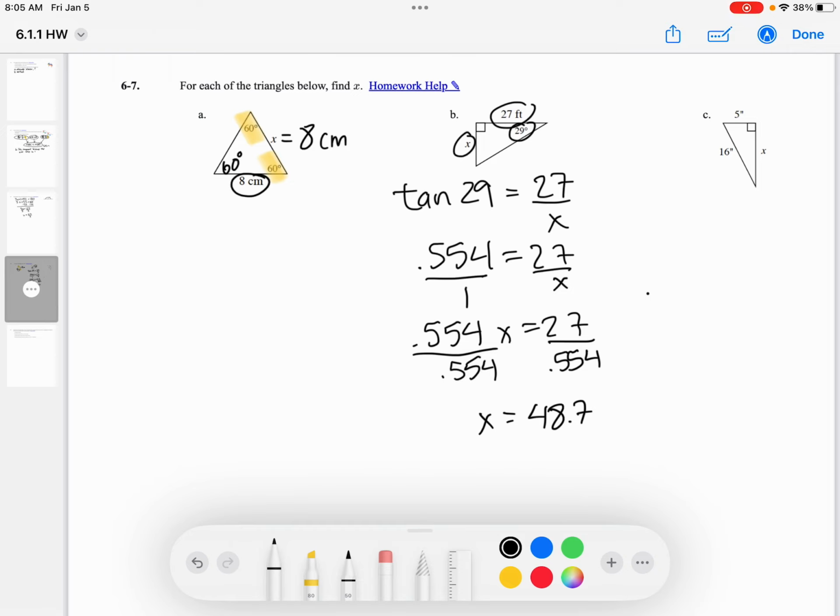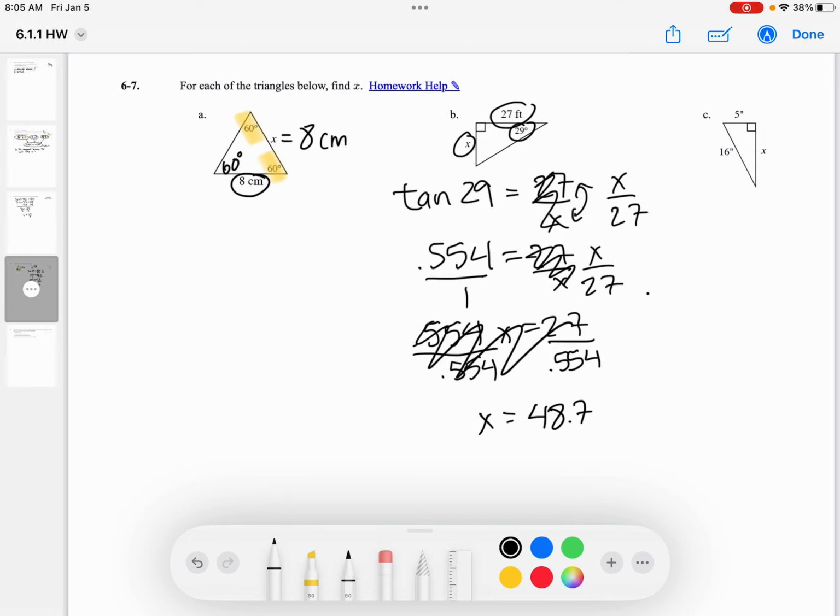Oh, look what I did. This is an easy mistake to make. Good learning opportunity. Tangent is opposite over adjacent. Did I do that? I did not. I made a mistake. Okay, so this is wrong. Tangent of 29 equals opposite over adjacent, so it equals x over 27.